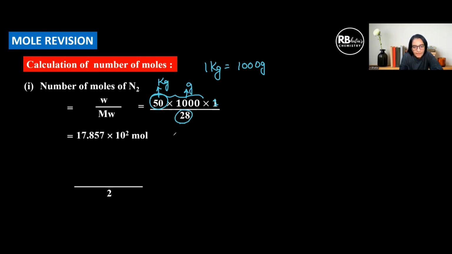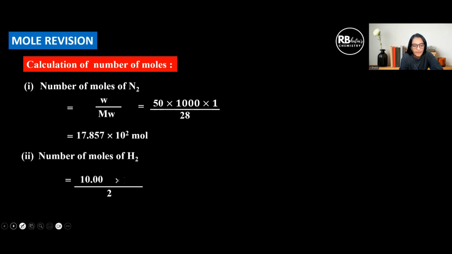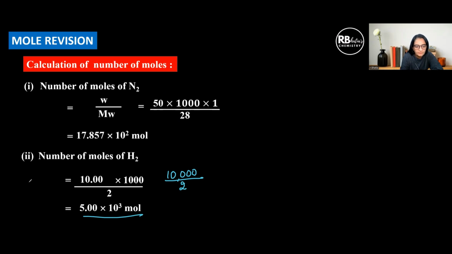So basically, what have I done? It is 50,000 gram is the given weight of nitrogen dividing with the molecular mass 28. So I'm going to get the number of moles of nitrogen gas. And now this is number of moles of hydrogen. We've been given 10 kg. 10 kg means 10,000 gram of hydrogen. Molecular mass of hydrogen is 2, so 10,000 by 2, we're going to get these many moles of hydrogen gas.